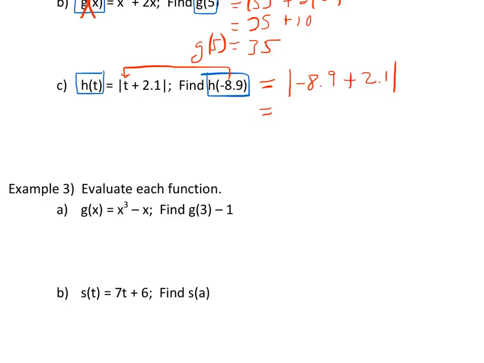Now keep those lines there. That means absolute value, so we'll get to that in a minute. So negative 8.9 plus 2.1 is a negative 6.8.